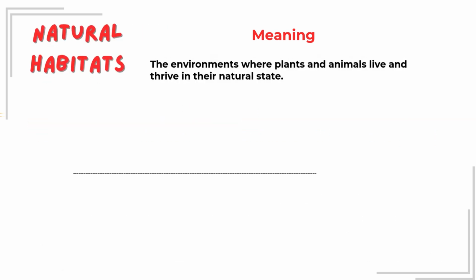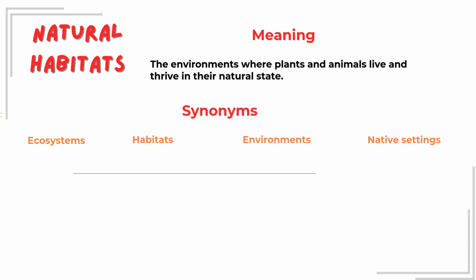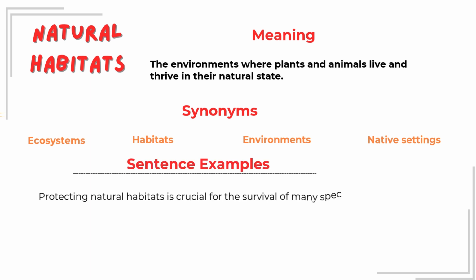Natural habitats: the environments where plants and animals live and thrive in their natural state. Also ecosystems, habitats, environments, native settings. Protecting natural habitats is crucial for the survival of many species.